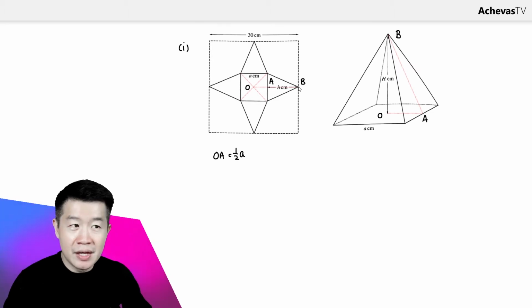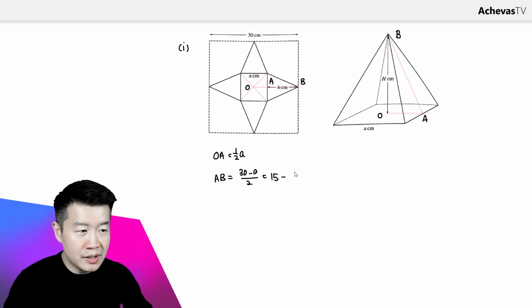As for AB, because this length is going to be the same as this length, to find AB we can take 30 minus A, and that will give me this plus this, and I'll divide this by 2. So AB is going to be equal to 15 minus half A.